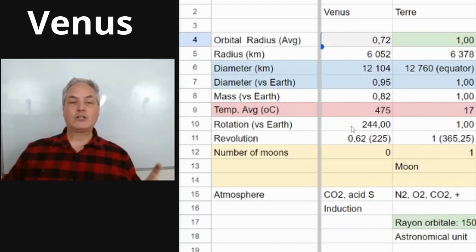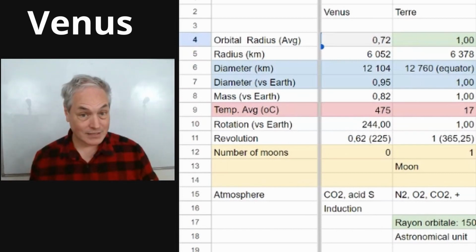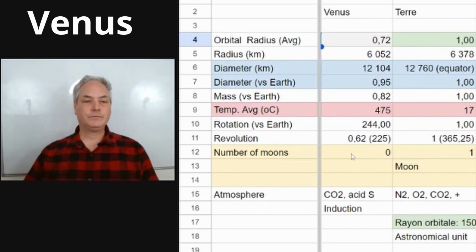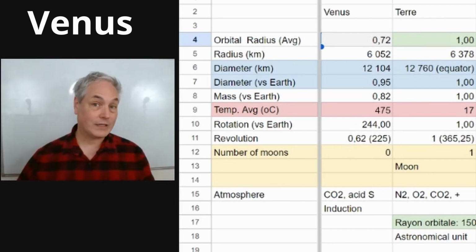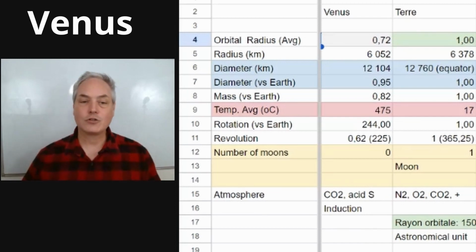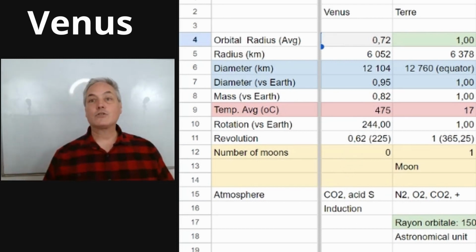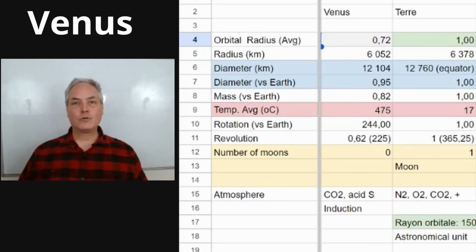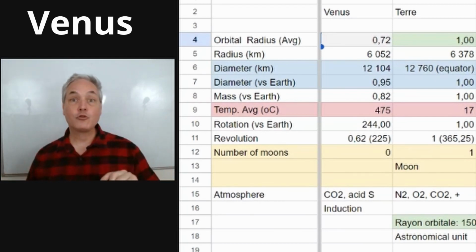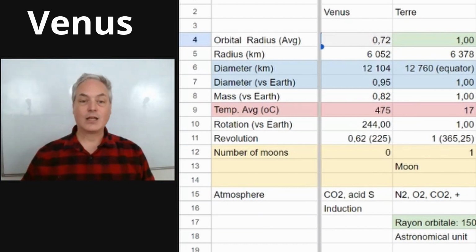With respect to the rotation, it takes about 240 Earth days to do a rotation, so very, very slow here again. And the revolution, the time it takes for Venus to go around the sun, is about 225 Earth days. So the years are much shorter. There are no moons for Venus. I also learned that on Venus, there's no magnetic field. However, it's so close to the sun that it appears to have a weak magnetic field through the induction of the magnetic field of the sun. And that is quite interesting.